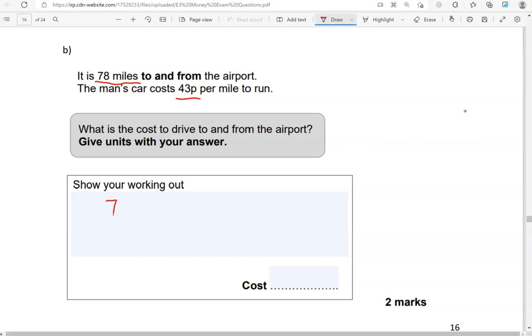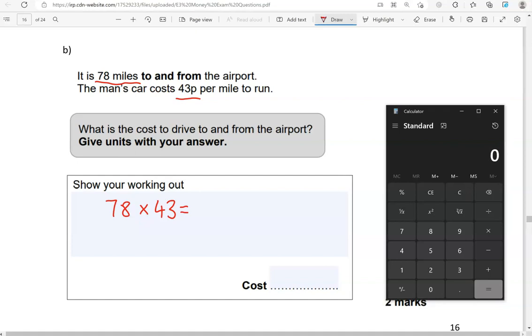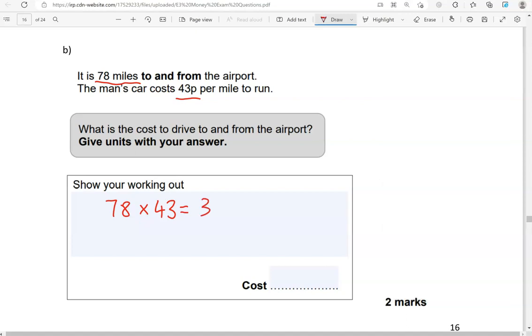So it's 78 miles at 43 pence. So we'll do times 43. 78 times 43 gives us 3,354. Now that is pence.